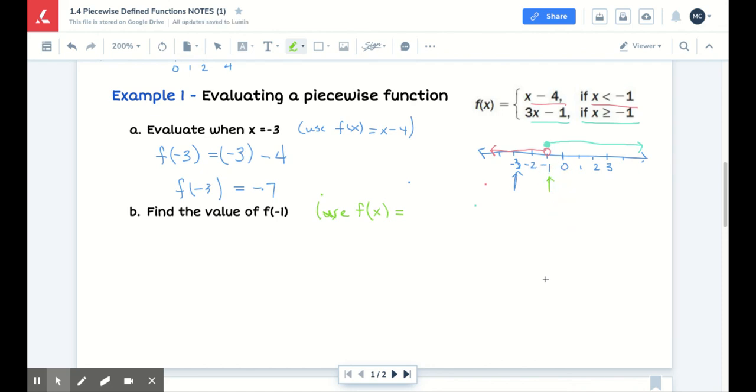And I notice I have both green and pink there at -1. But the pink is an open circle and the green is a closed circle. And open means not included, closed means included. So for this one, I'd actually be using the green one. So I'm going to be using 3x minus 1.